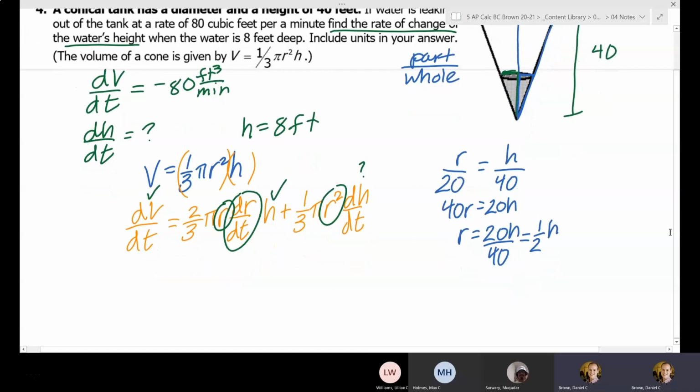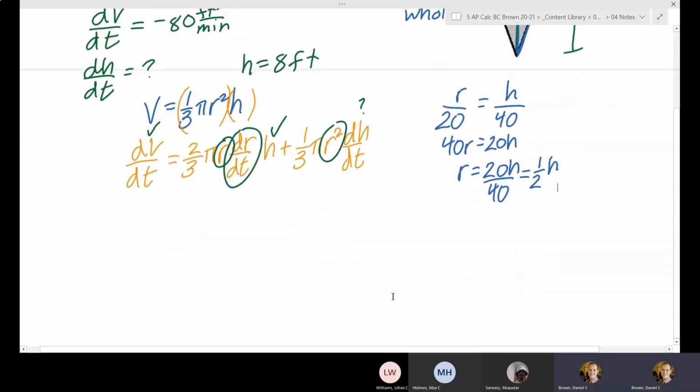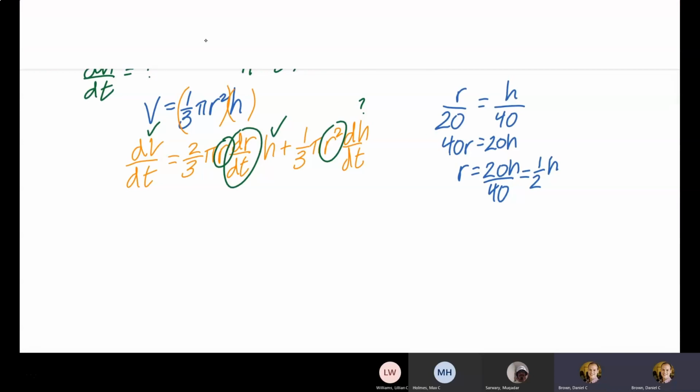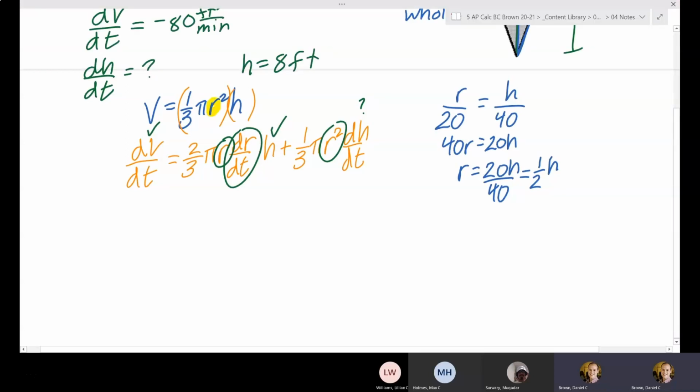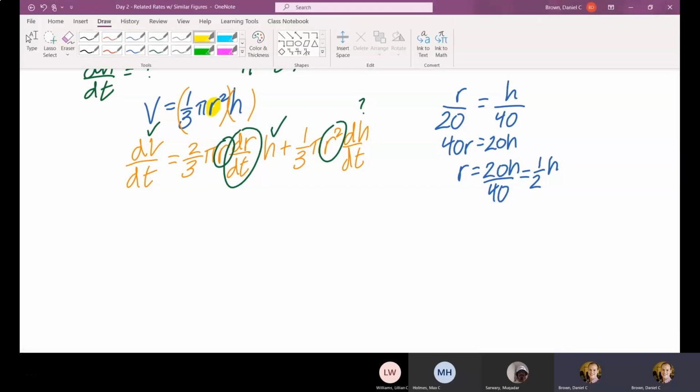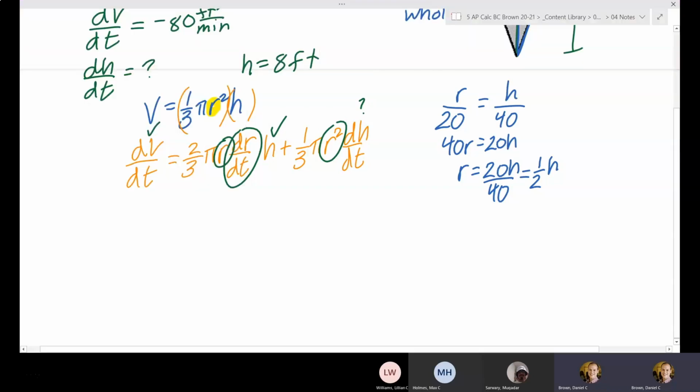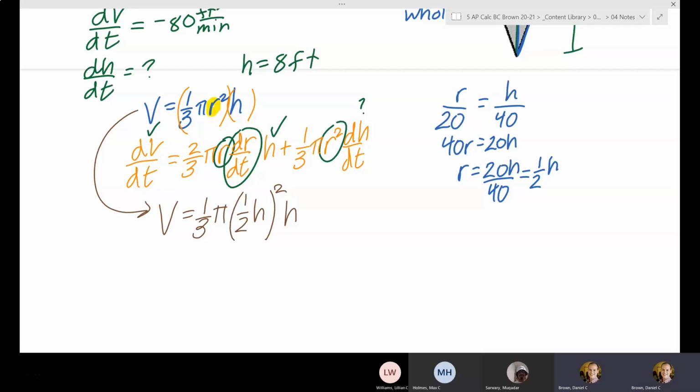Here's the r, that's the r that we don't really know anything about. We don't know anything about its rate directly, but I can now rewrite this problem and say that volume is equal to 1/3 of pi. What is r? r is always 1/2 of the h. And obviously we don't want to take the derivative with it written that way. We can simplify our relationship, and it's going to have an easier derivative.